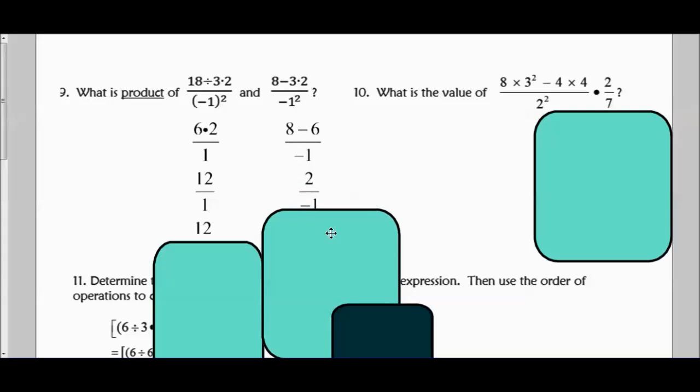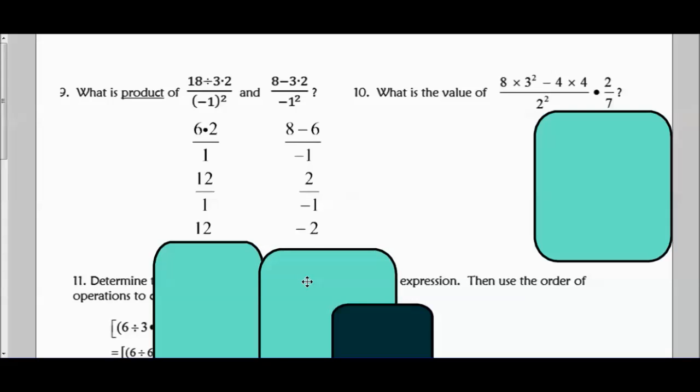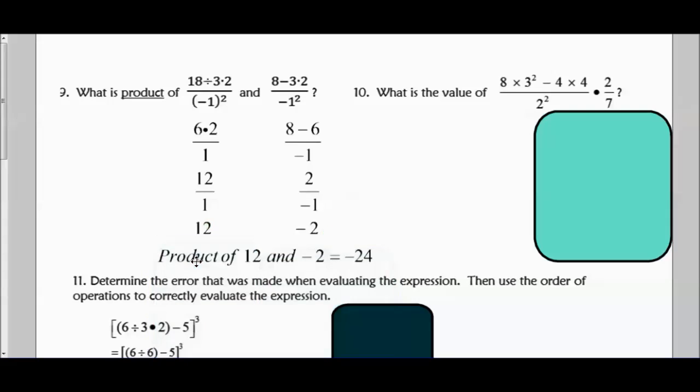Now we can do the subtraction. That'll give us 2 on top. 2 divided by negative 1 is a negative 2. And the product of those two answers, the multiplication between those, is negative 24.